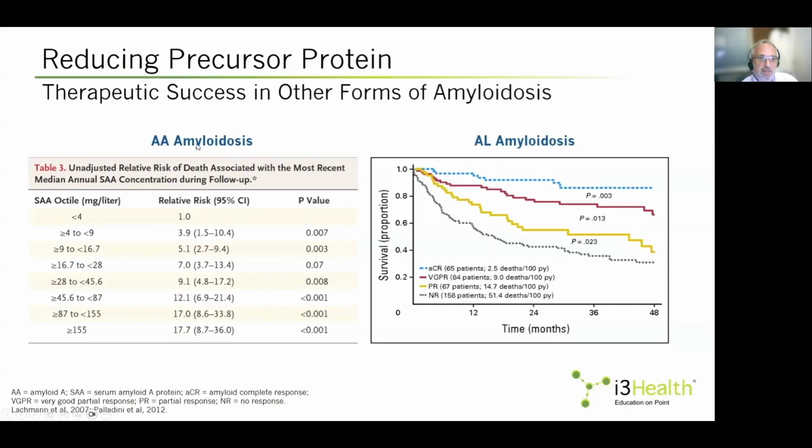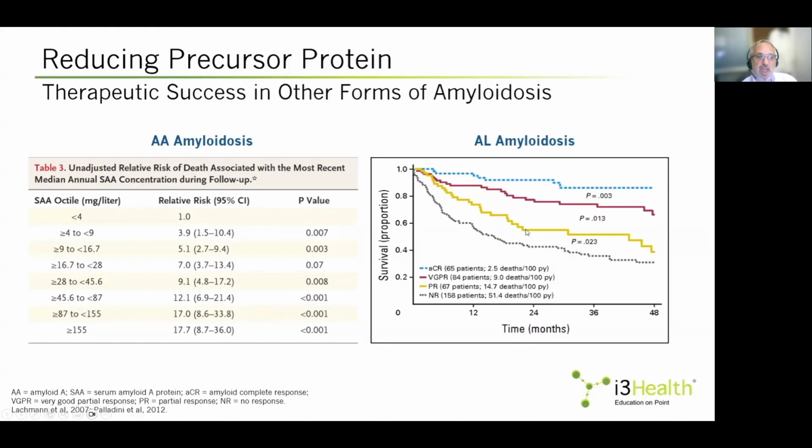Moving on to silencing. Well, we know that in other forms of amyloid, one called AA amyloid, that almost always affects the kidney before the heart, but is due to a chronic inflammatory condition like Crohn's disease or familial Mediterranean fever. The serum amyloid A concentration, the higher it is, the worse the patient does. Said another way, if you can decrease the inflammation and lower the protein, the better the outcomes of the patient.